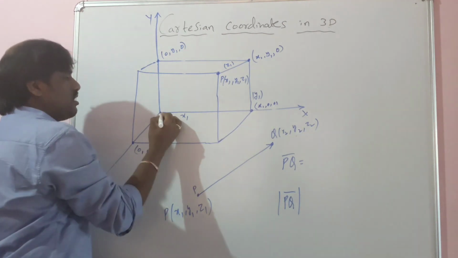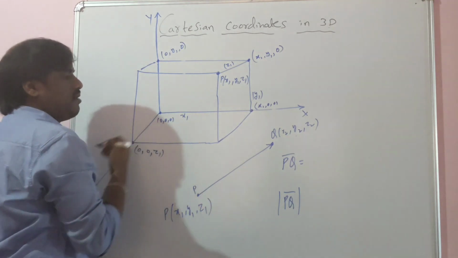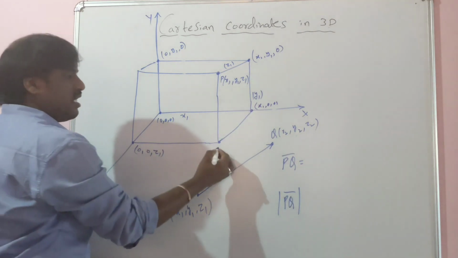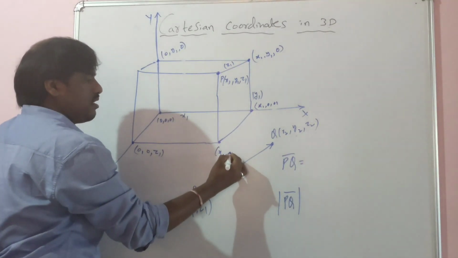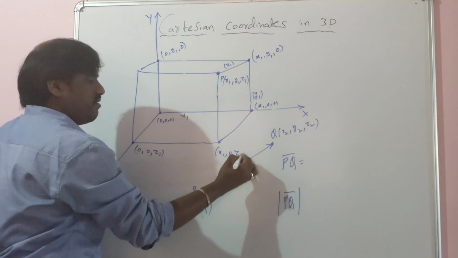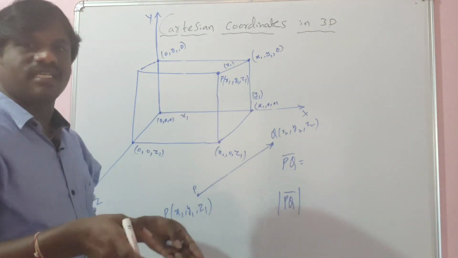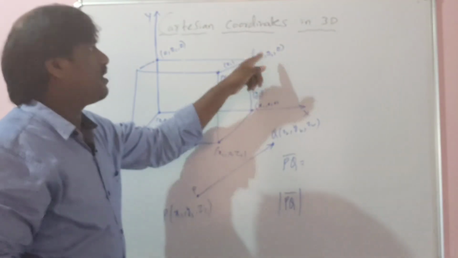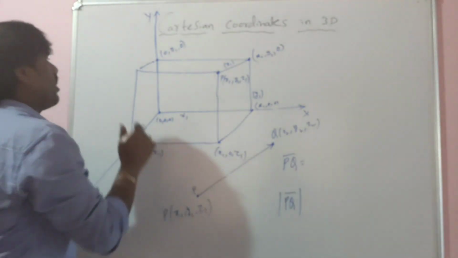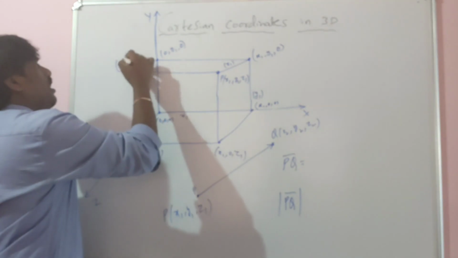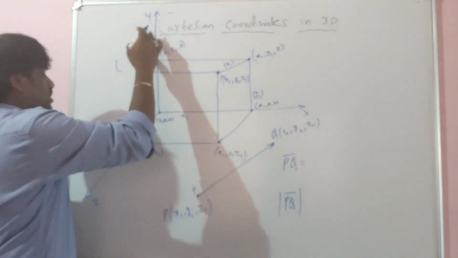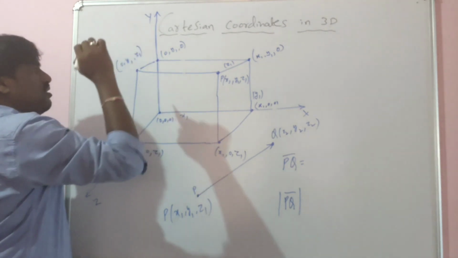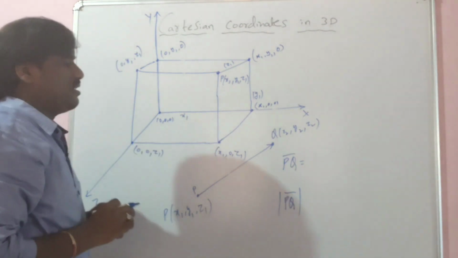And this point is the origin, (0, 0, 0). And this plane is the xz plane. A point on the xz plane is (x1, 0, z1). So the point which lies on the xz plane has y equal to 0. The point which lies on the xy plane has z equal to 0. For the yz plane, x will be 0, and the point is (0, y1, z1). This is what we have. So this is the space.